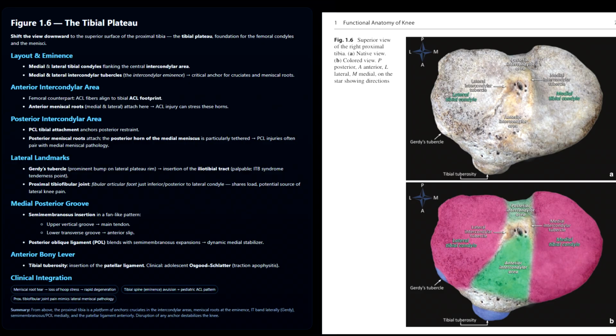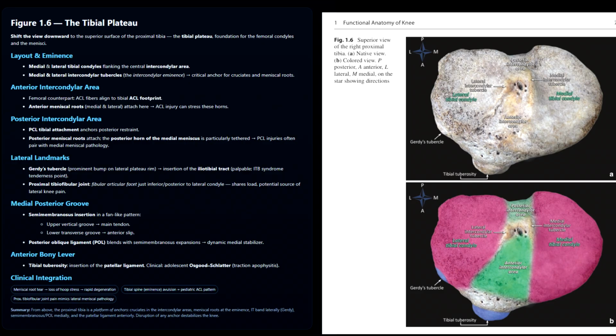Now, just inferior and posterior to the lateral condyle, there's the fibular articular facet. Here, the tibia articulates with the head of the fibula, forming the proximal tibiofibular joint. This joint is often forgotten, but it plays a role in dissipating forces during ankle movement and can be a hidden source of lateral knee pain.